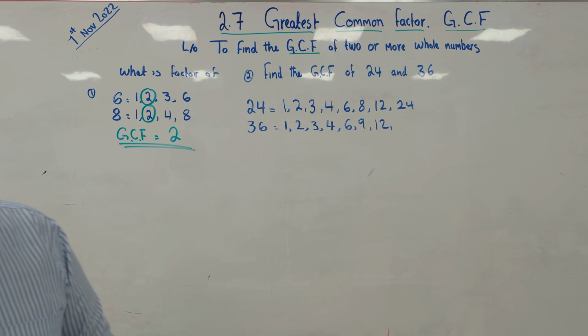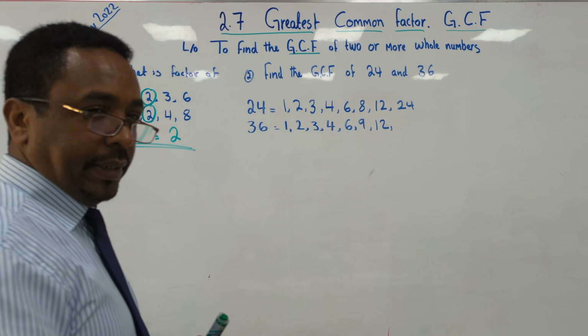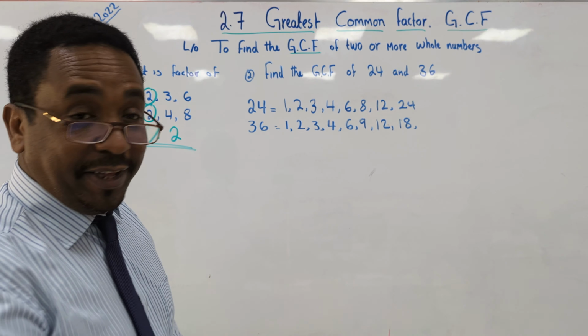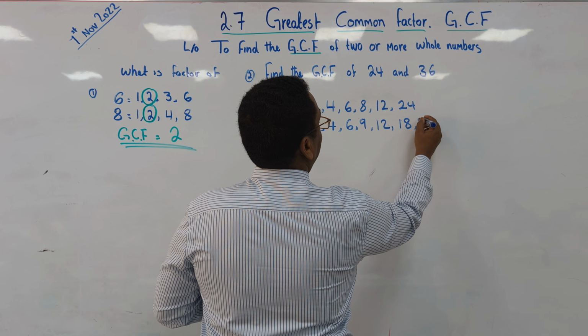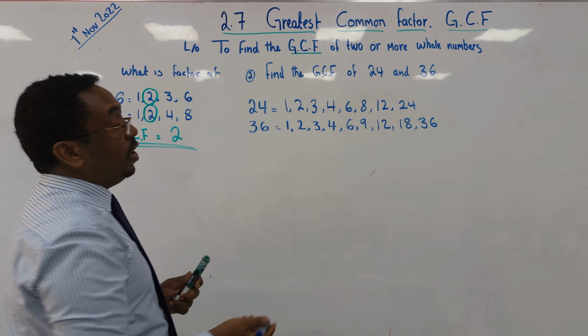Go ahead. Yes. 18. Well done, Ali. So 18 is a factor. And then finally, yes, 36. Well done. So we have 36. Now we have all the factors of 36 and 24.